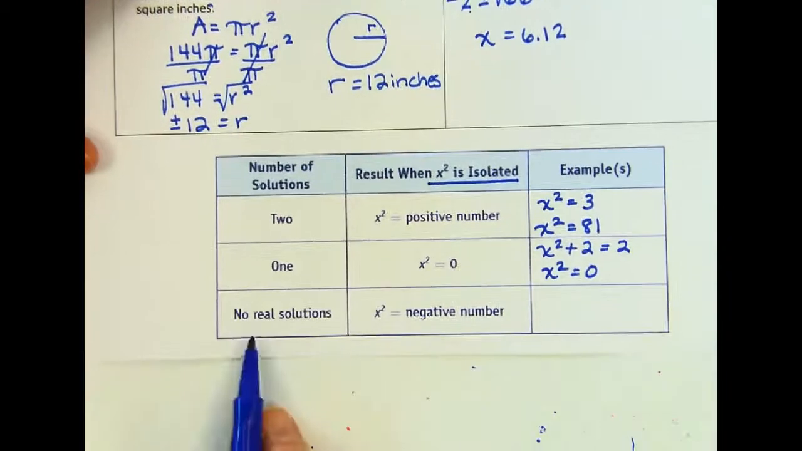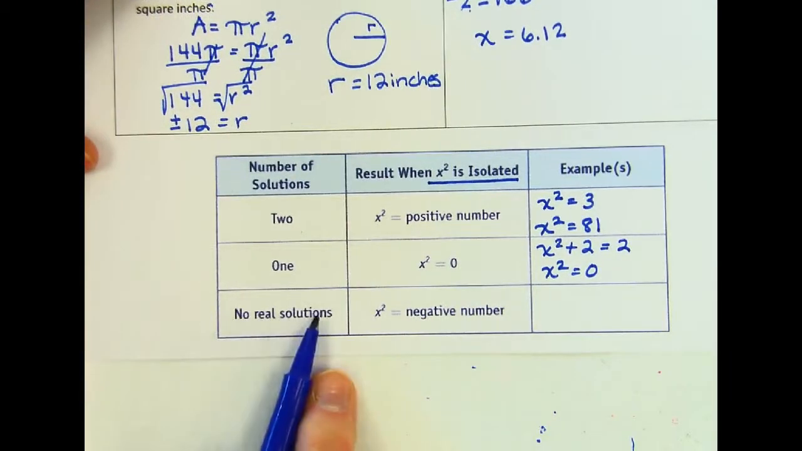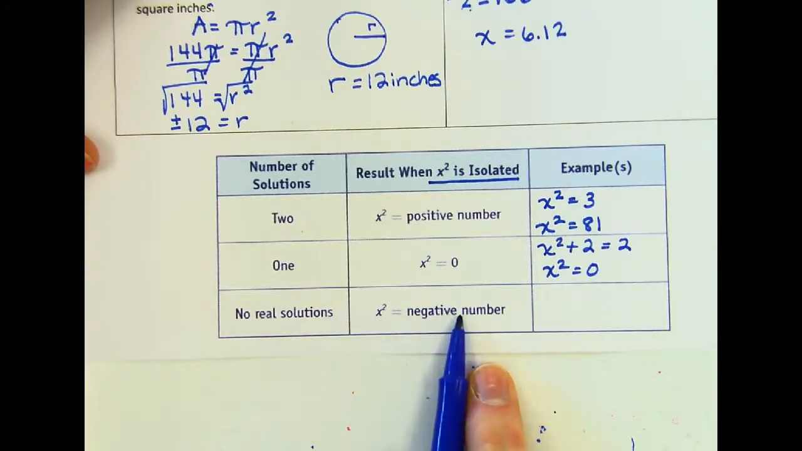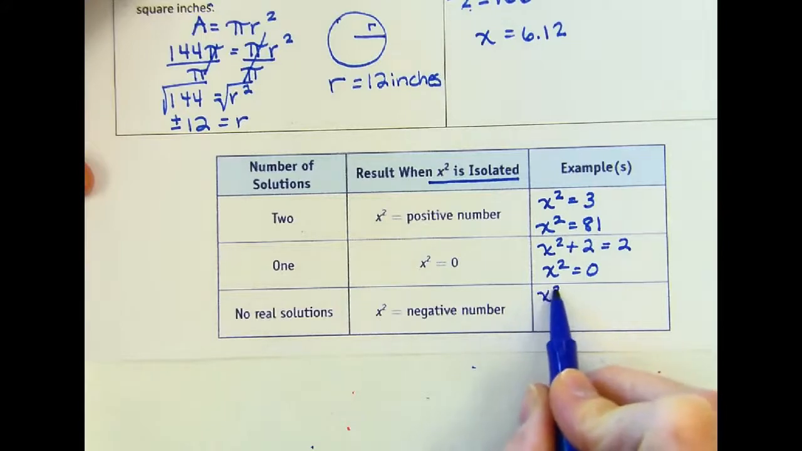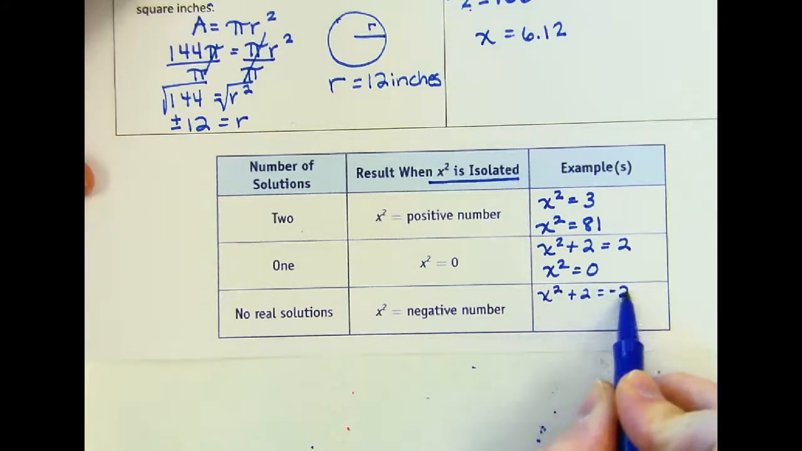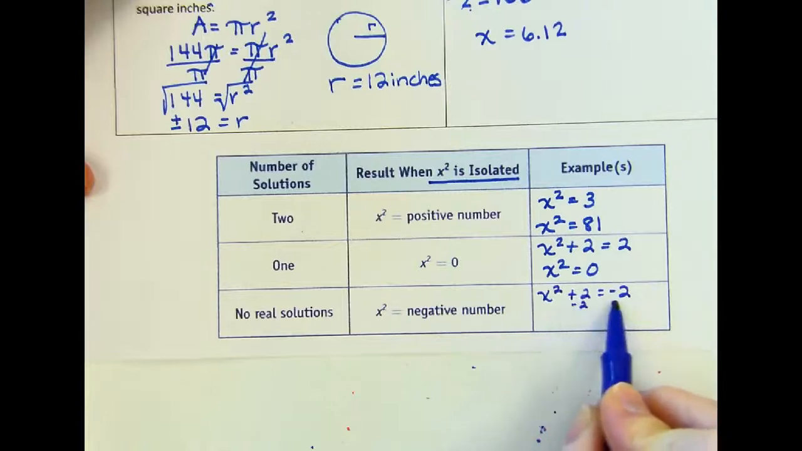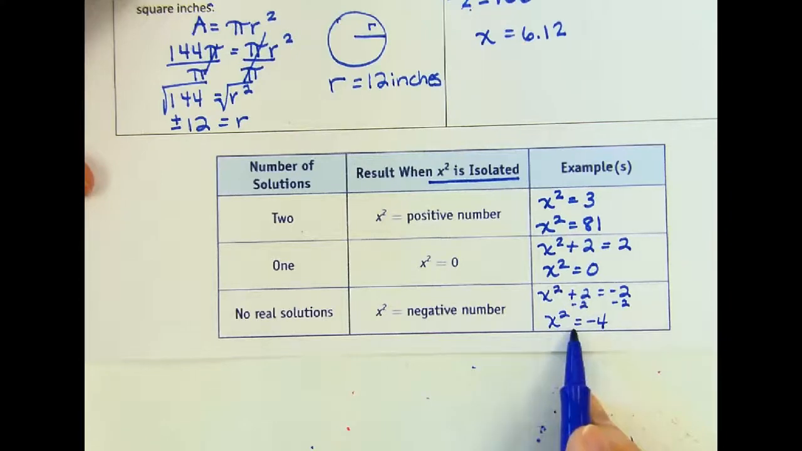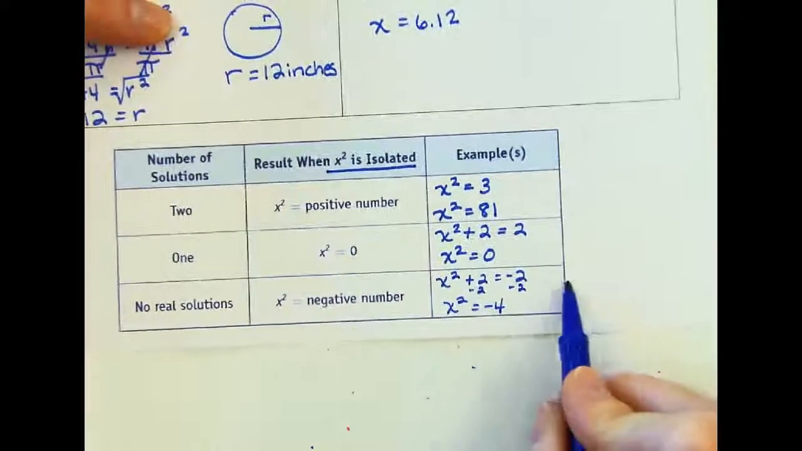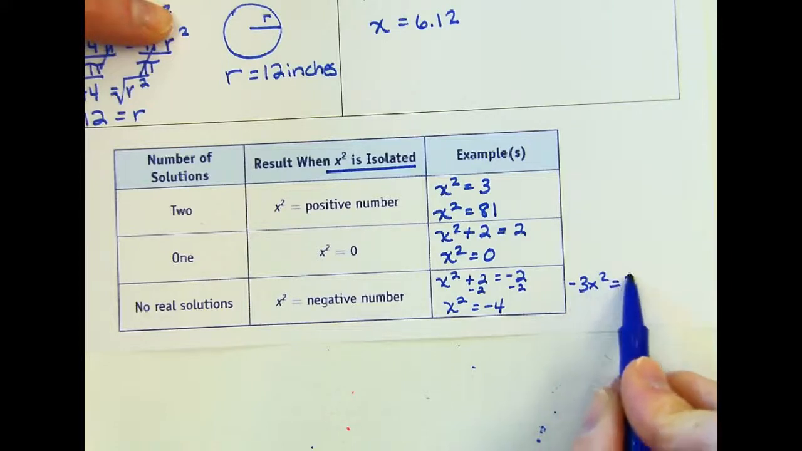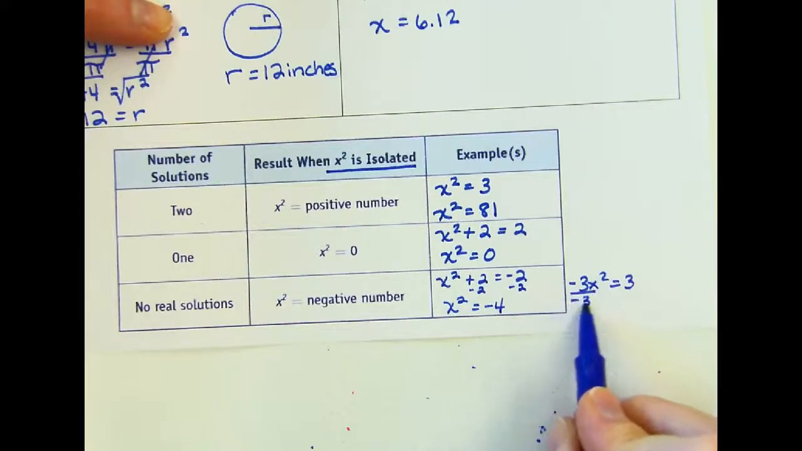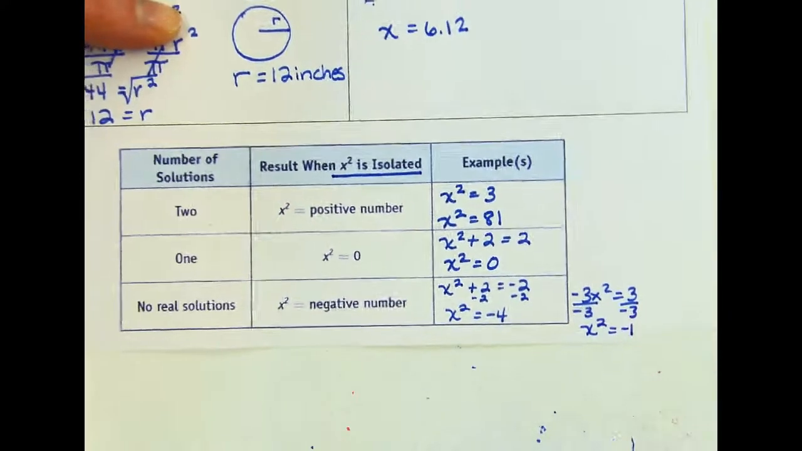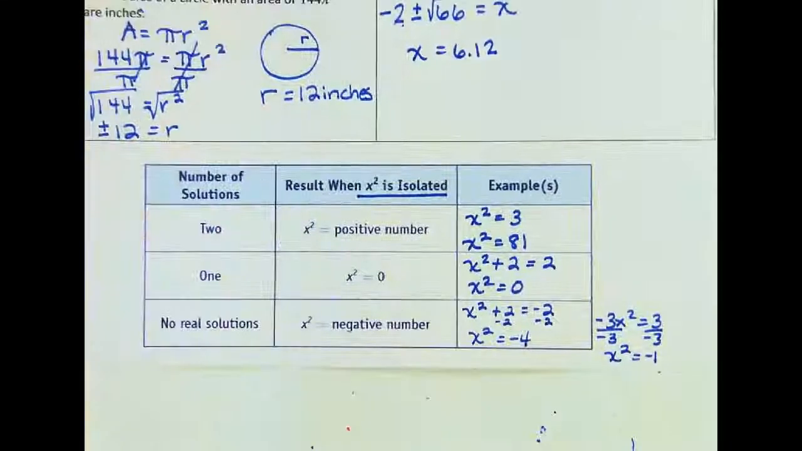Now, when are you going to get no real solutions? It's when your x squared, when isolated, equals a negative number. So, for example, x squared plus 2 equals negative 2. You subtract the 2, and you get x squared equals negative 4. That cannot happen. Another example would be negative 3x squared equals 3. You divide by negative 3, x squared is now isolated. That cannot equal a negative 1. So this concludes the square root method.